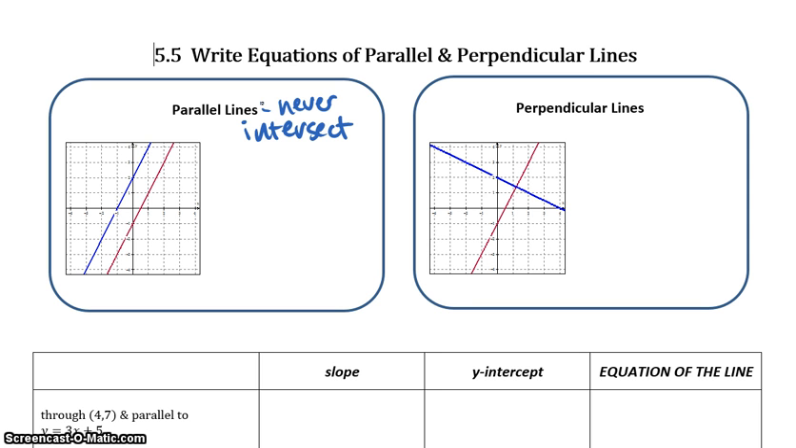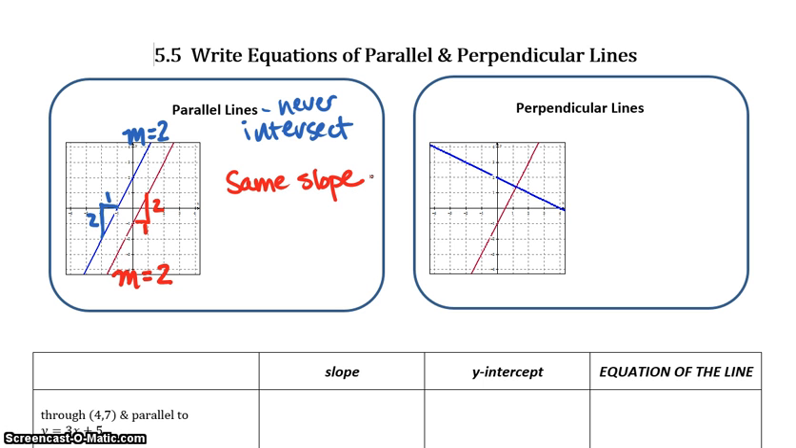If you look at the blue line and you use rise over run between any 2 points on that line, you will see that we rise 2 and we run 1. So the slope of the blue line is 2, or 2 over 1. If we look at the red line and we do the same thing, again we rise 2 and we run 1. So the slope of the red line is also 2. So parallel lines never intersect and they have the same slope.